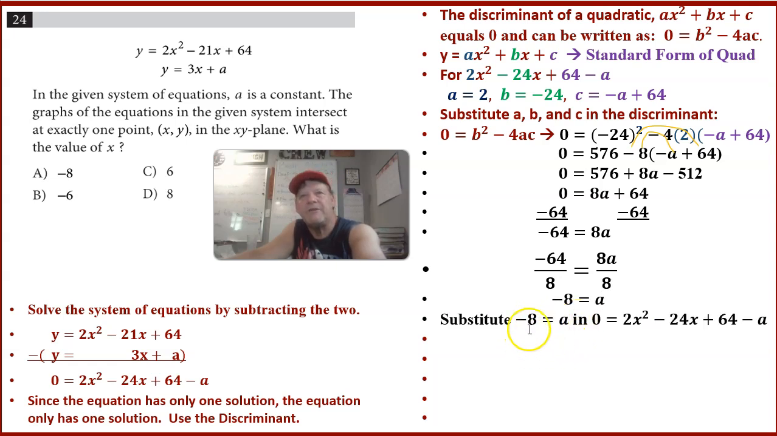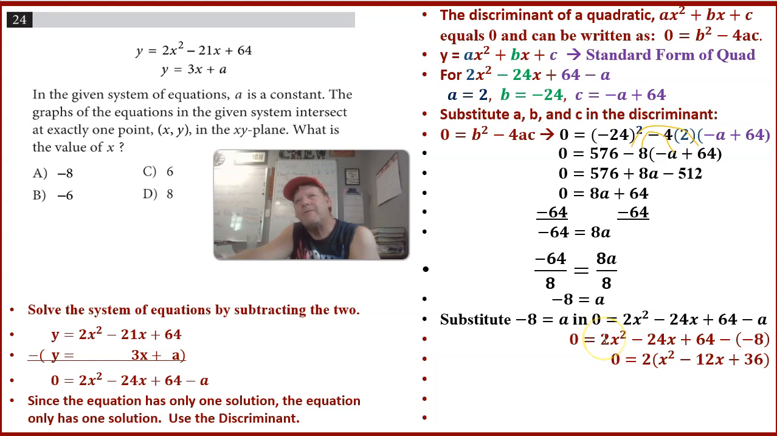Now I got to substitute the negative 8 equals A back into my original to get my number here so that it looks like a regular quadratic. 64 minus 8 would be minus a negative 8 rather, would be plus a positive, and 64 plus 8 is 72. But I factored the 2 first. So this is 2 times x squared minus 2 times 12. And this is going to be 32 plus 4, which is my 36.